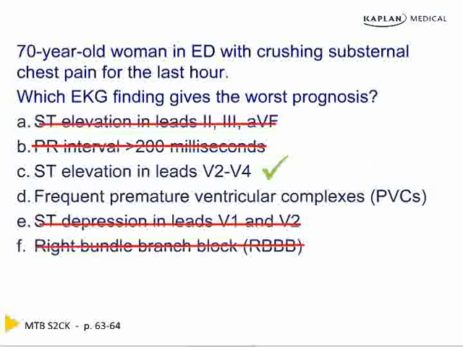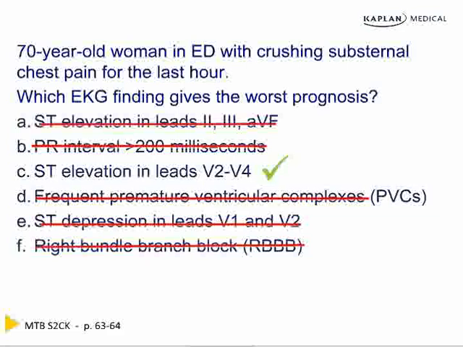And right bundle branch block has very little pathologic significance. Right bundle branch block does not progress. Right bundle branch block does not need a pacemaker, even a temporary one. Right bundle branch block, not bad. Left bundle branch block is dangerous, but not a right bundle branch block. It's much more benign compared to a left bundle branch block.